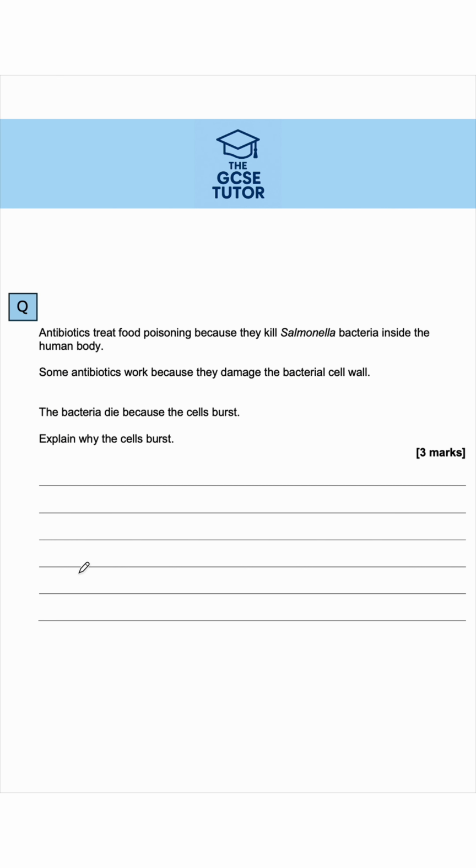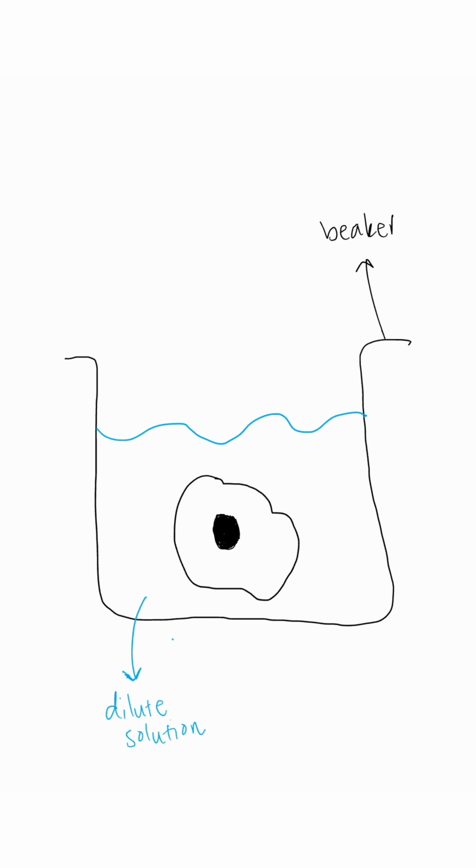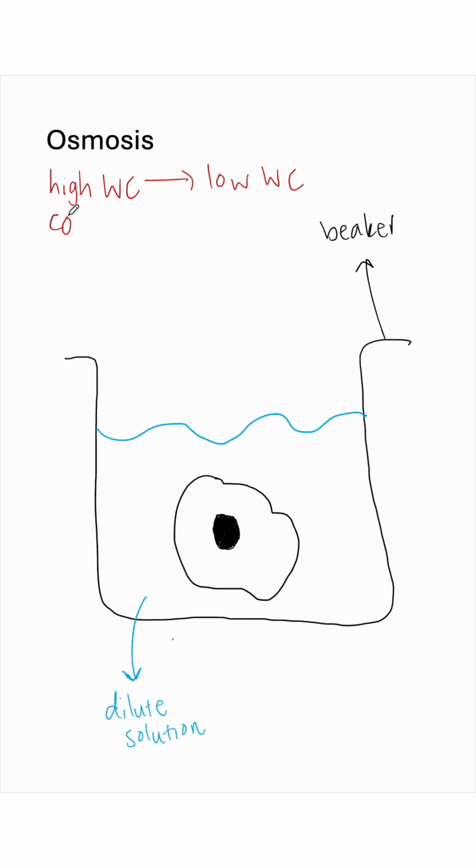3 marks. Now, with this question, the exam board are wanting you to make links between different topics within the specification. So the first thing we need to understand is why a regular cell would burst. Let's imagine I have this beaker filled with a dilute solution, in which I have a body cell. Now, we know that because of osmosis, water moves from an area of high water concentration to an area of low water concentration, or from a concentrated solution to a dilute solution.